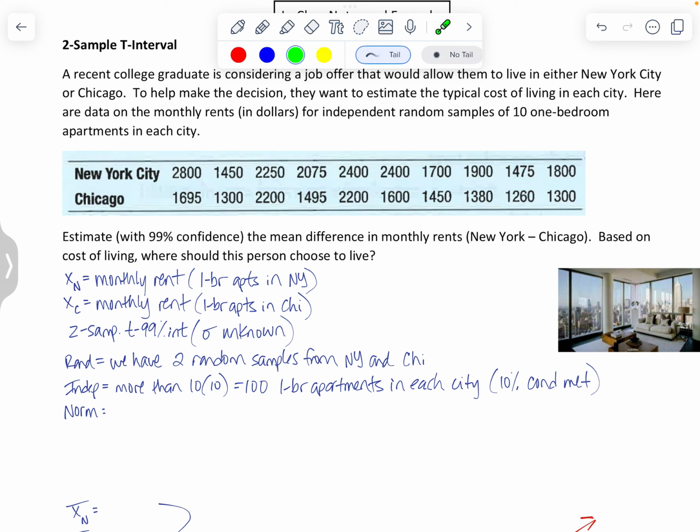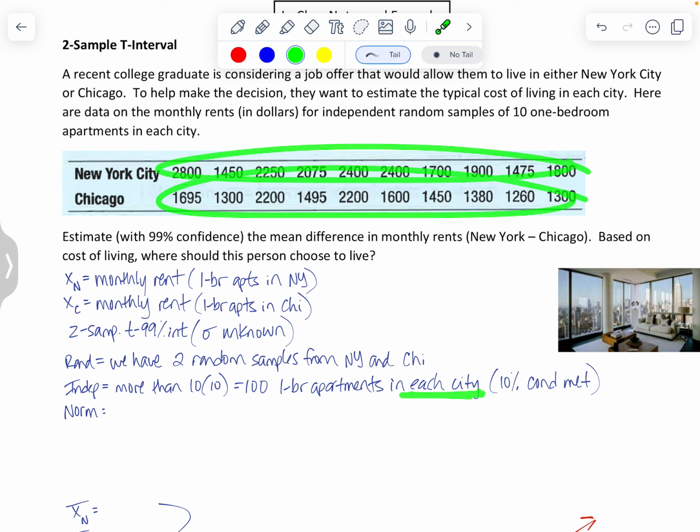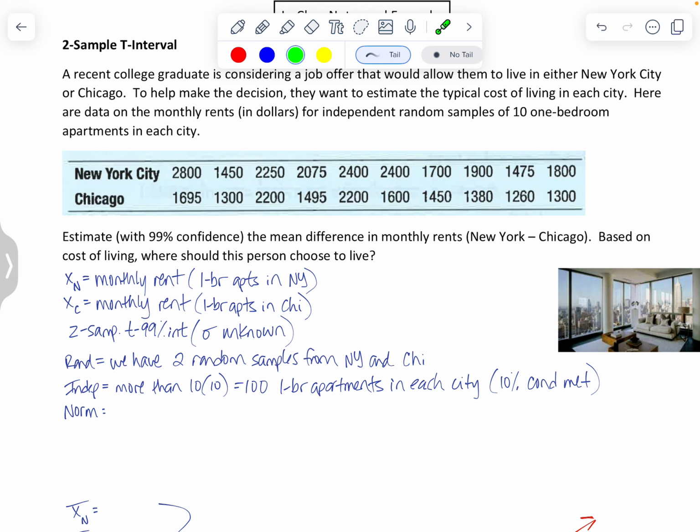How did I get 100? I took 10 and multiplied by the sample size. And I just wrote each city here instead of doing two of them because they're 10 for each. So the sample size is the same for both. So I think it's okay to just do it once here for the independent, making sure that I am mentioning that I'm applying that to both cities.